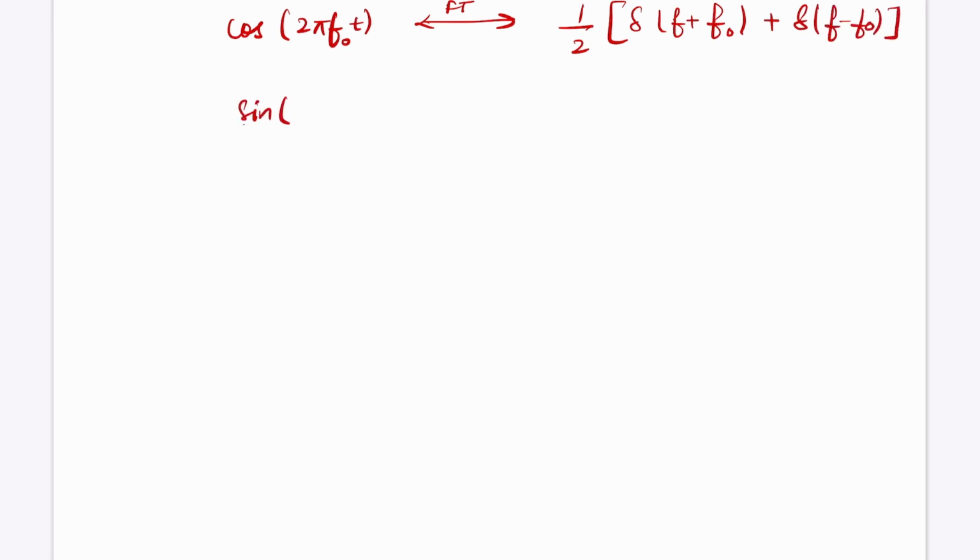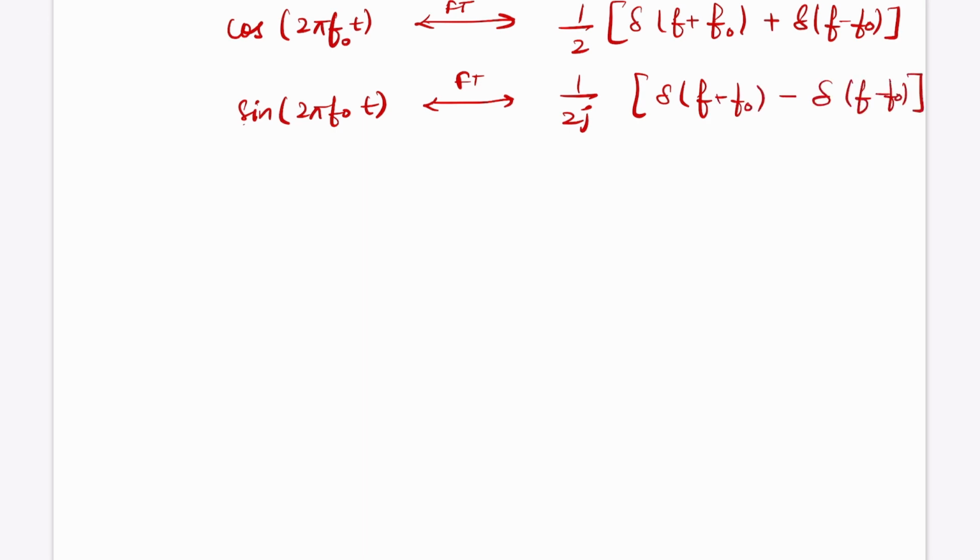Similarly, for sin(2 pi f naught t), the Fourier transform is 1/2j [delta(f - f naught) - delta(f + f naught)]. Now j does not change the magnitude at all, it just changes the phase. 1/j is a minus 90 degree phase shift, and j is a 90 degree phase shift. So these are the Fourier transforms of cos and sine. Cos and sine are nothing but two impulses: the Fourier transform of cos is two impulses, and the Fourier transform of sine is also two impulses.